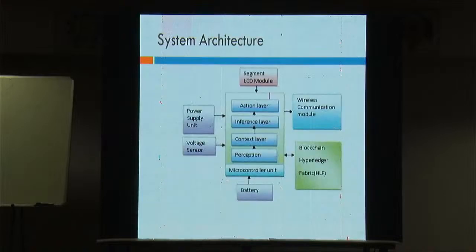And this is the system architecture model. In the middle we have the inference model: perception layer, context layer, inference layer and action layer, which provide context awareness to the user. On the right side is the blockchain Hyperledger Fabric model to give the security. So we are merging these two features in our system.